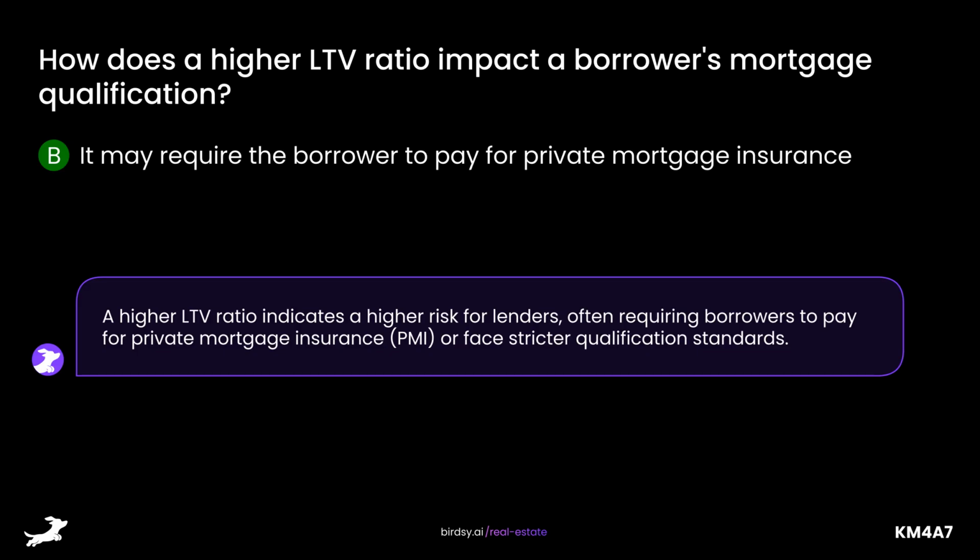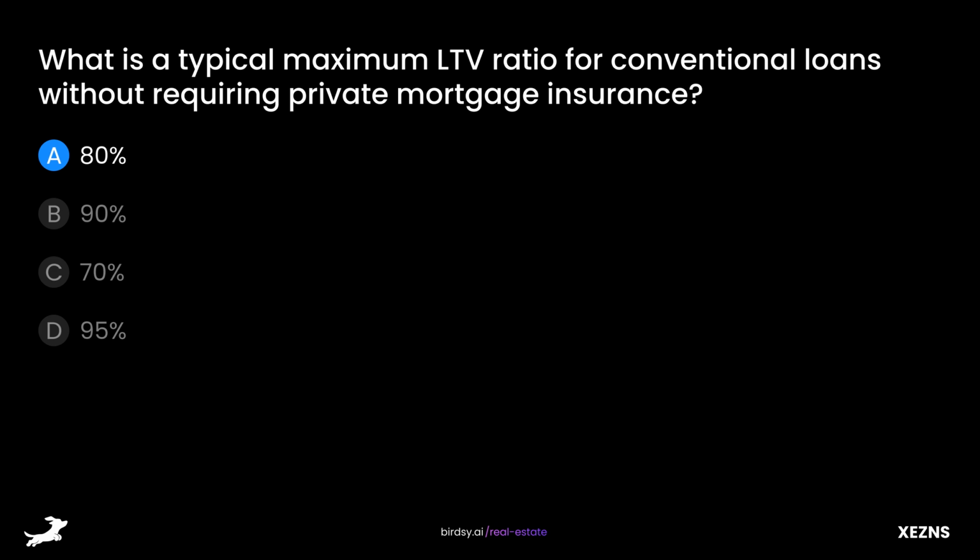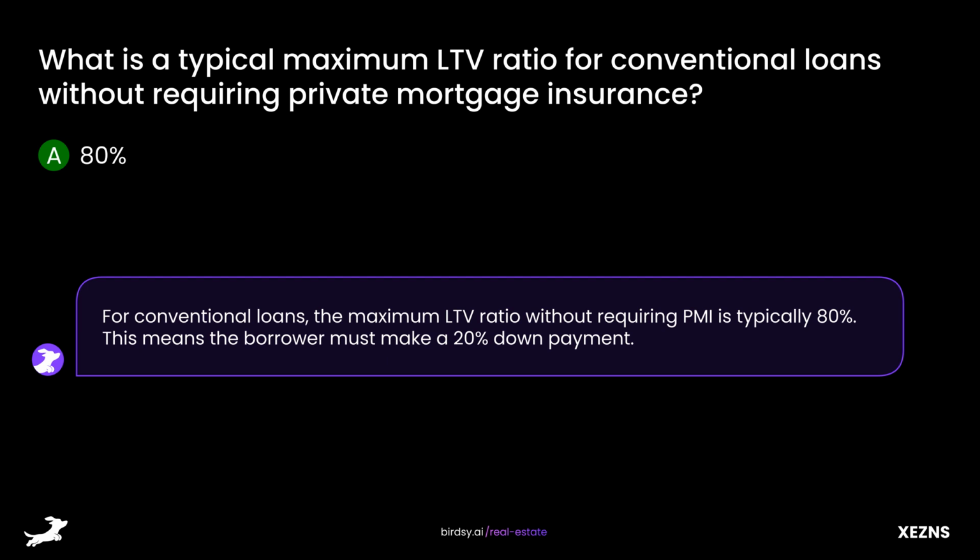A higher LTV ratio indicates a higher risk for lenders, often requiring borrowers to pay for private mortgage insurance or face stricter qualification standards. What is a typical maximum LTV ratio for conventional loans without requiring private mortgage insurance? Is it A, 80%, B, 90%, C, 70%, or D, 95%? The answer is A, 80%. For conventional loans, the maximum LTV ratio without requiring PMI is typically 80%. This means the borrower must make a 20% down payment.